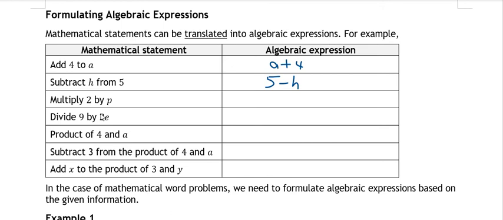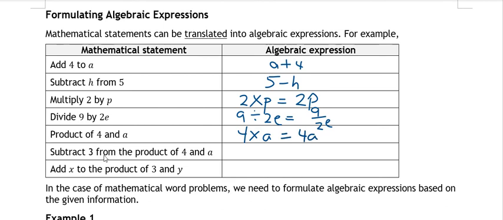And then the next one, multiply 2 by P. So 2 multiply P means 2 times P. So you can write it down as 2P, okay? And then divide 9 by 2E. 9 divided by 2E. So here, you can write it down as a fraction, 9 over 2E, okay? Next one is product of 4 and A. Product means multiply, so product of 4 and A means 4A, right?